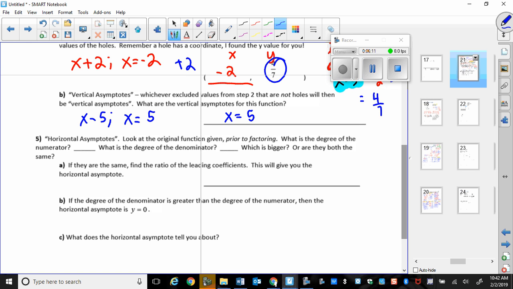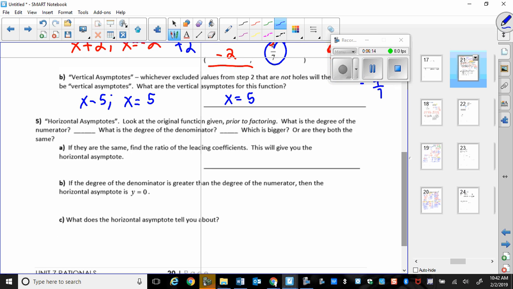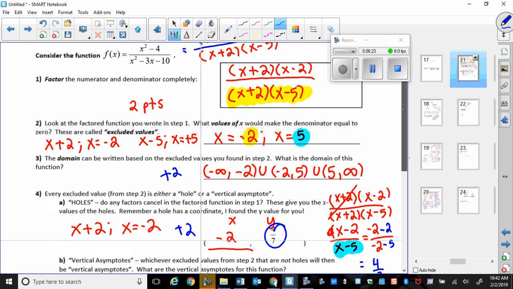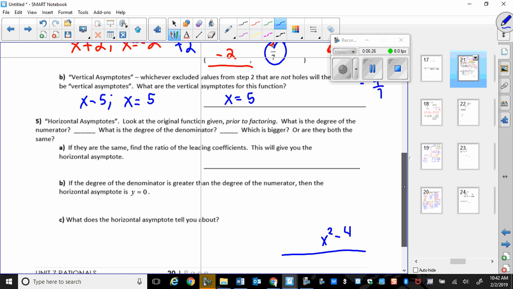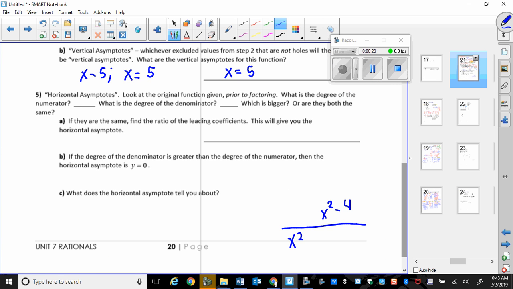Okay, so my original function prior to factoring is, I'm going to rewrite it down here, x squared minus 4 divided by x squared minus 3x minus 10. They're asking me to look at the original function. What is the degree of the numerator? What is the degree of the leading coefficient? It is 2. It's a 2-degree polynomial at the top in the numerator.